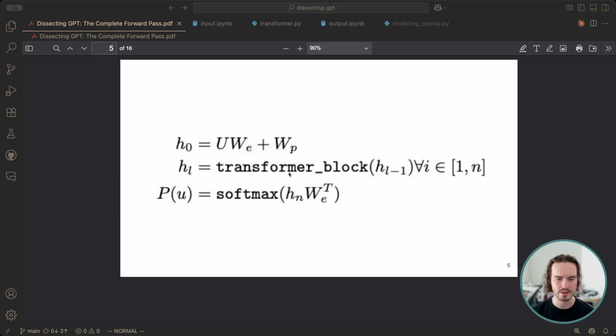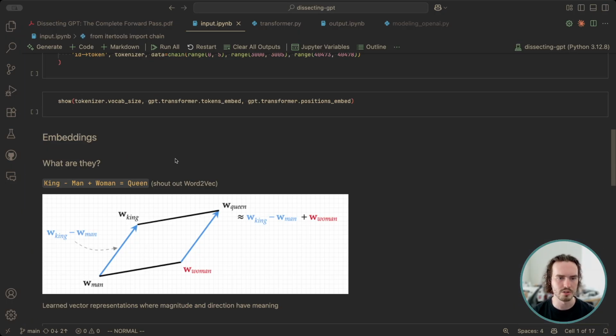This is some math from the GPT-1 paper. You can see they've broken it down into 3 different steps, and we're going to start here with H0. In this context, H refers to hidden state. I've got a Python notebook here that we're going to use to walk through what's going on.